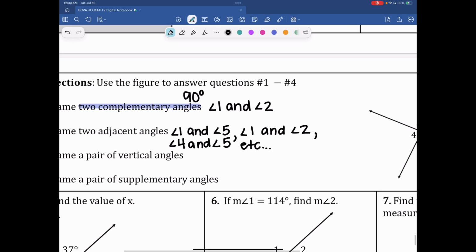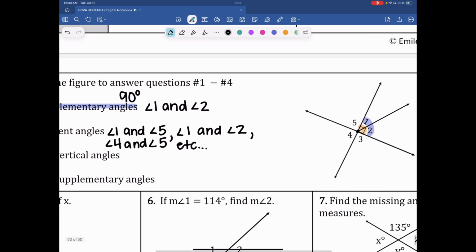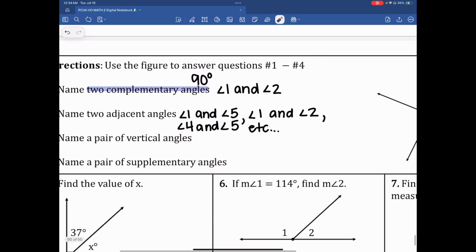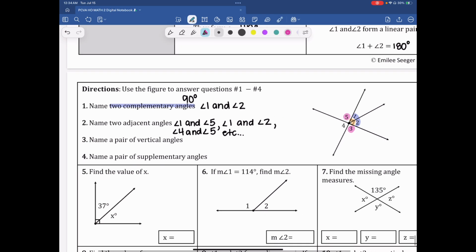So it says name a pair of vertical angles. If I'm naming a pair of vertical angles, I could say that there are two angles that are opposite of each other. So if we're looking at this one, I have angle 3 and angle 5. Now, technically, if I add 1 and 2 together, that is the same as 4, but those are two separate angles. So if I'm just going to name one pair of vertical angles, I would say angle 5 and angle 3.